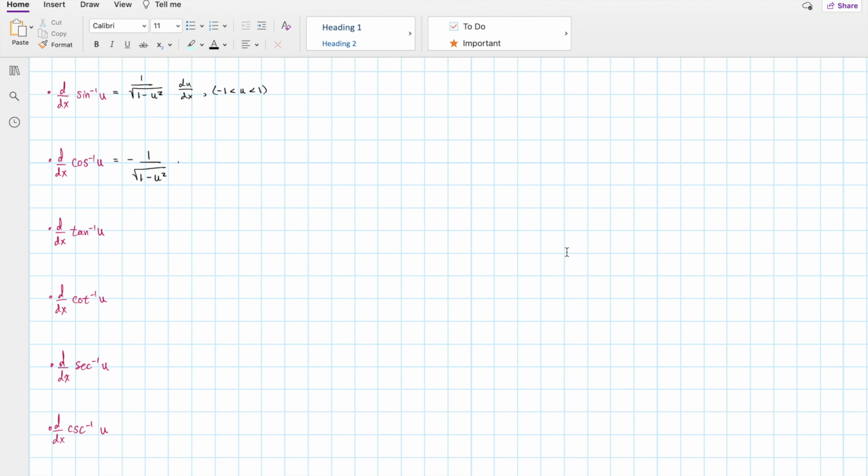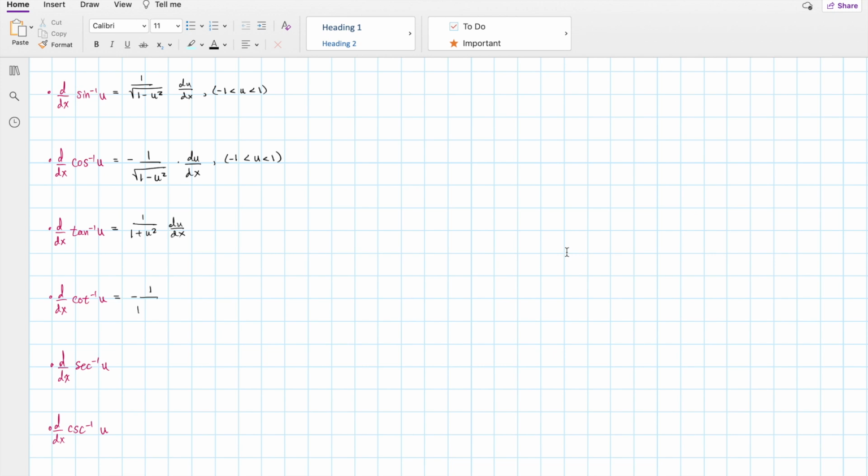Notice that you can only have a u value between negative 1 and 1. Okay, so for arc cosine, the derivative is the same thing as arcsine, just negative. The exact same function, just a negative version of that. Now for arctan of u, we're going to have 1 over 1 plus u squared. Very similar but a little different. And we're multiplying that by du dx, which is the chain rule. We don't have any restrictions on u here.